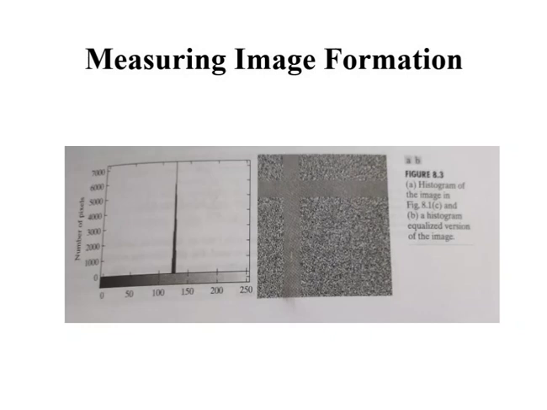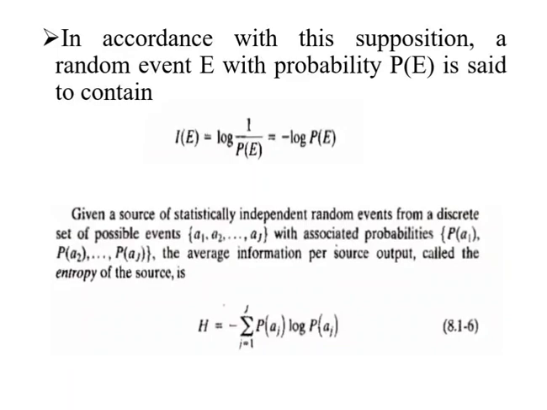Next topic is measuring image information. Information theory provides the mathematical framework to answer these and related questions. Its fundamental premise is that the generation of information can be modeled as a probabilistic process that can be measured in a manner that agrees with intuition. In accordance with this supposition, a random event E with probability P(E) is said to contain I(E) = log(1/P(E)) = -log P(E) units of information.